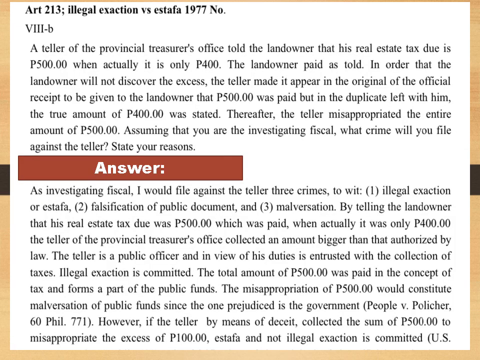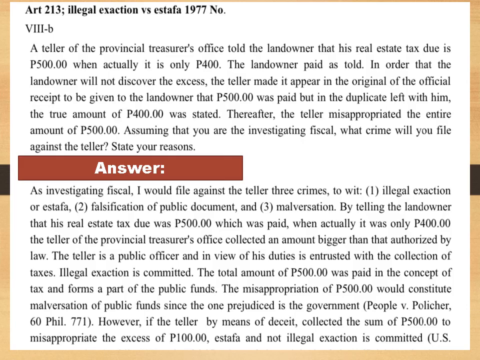We have here Article 213, 1977 bar examination, number 8, letter B. There is this teller of the provincial treasurer's office. He told the landowner that the amilyar, the real estate tax due, is 500 pesos, but the truth is it is only 400 pesos. So the landowner paid as told, and in order that the landowner would not discover the excess, the teller made it appear in the original of the official receipt to be given to the landowner that 500 pesos was paid, but in the duplicate left with him, the true amount of 400 was stated.